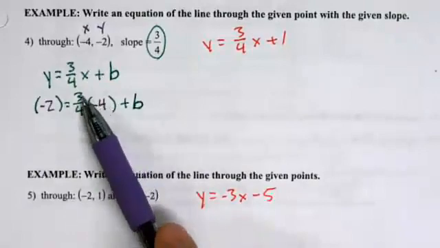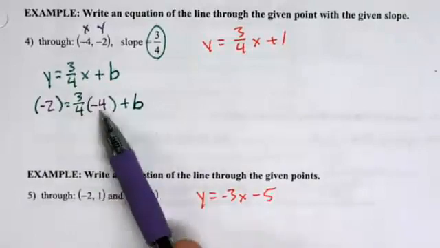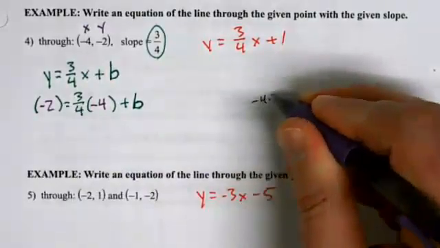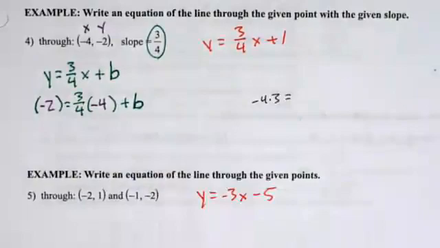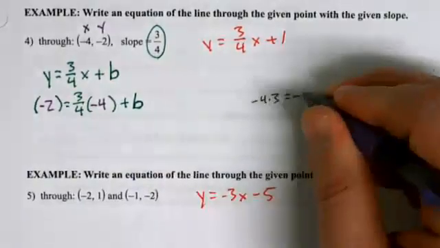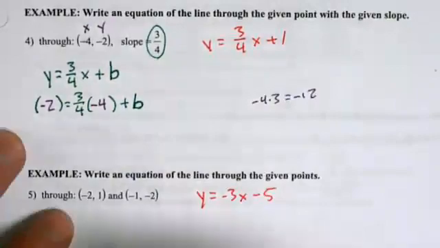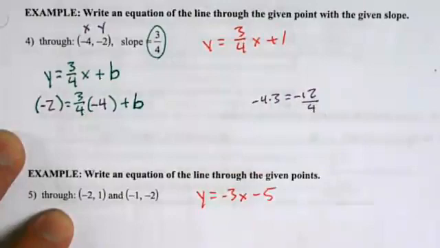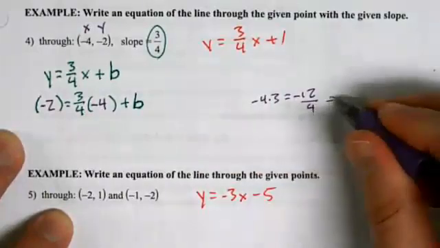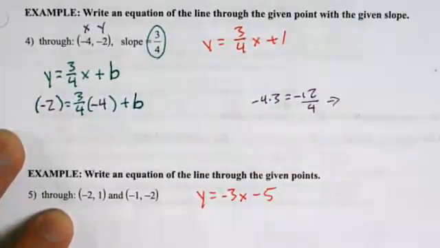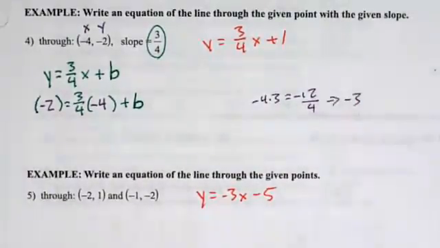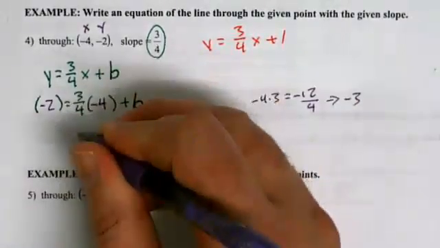What is negative 4 times 3? Well, it's not 12. Negative 4 times 3 is negative 12. So we did the top, and now we have to divide by the bottom. It's negative 12 divided by 4. Negative 12 divided by 4 is negative 3. So this whole thing just becomes a minus 3.